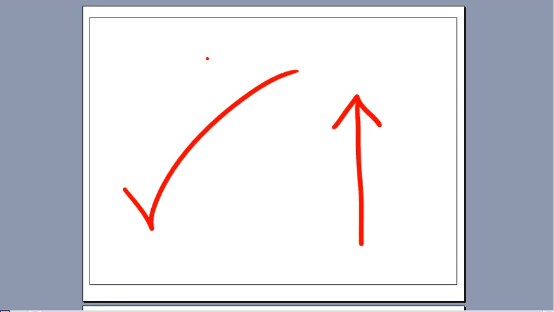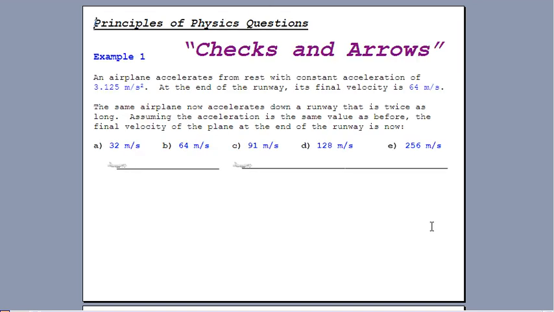So this video is the second of two little extra lessons that go on the end of Chapter 1 for Physics 12. In this one, we're going to look at something that I like to call checks and arrows. It's just a quick little way of trying to figure out the answer to some what we call principles of physics questions, where things are changing and we're trying to figure out what the answer is going to be. And it works off of this booklet right here.